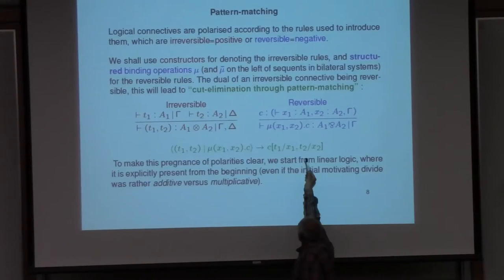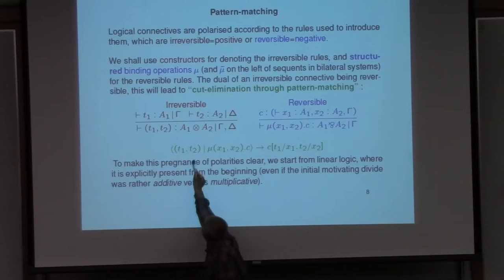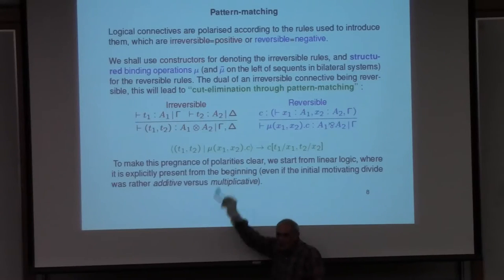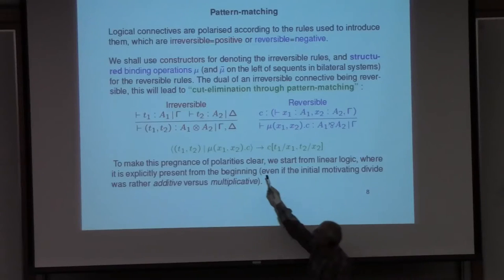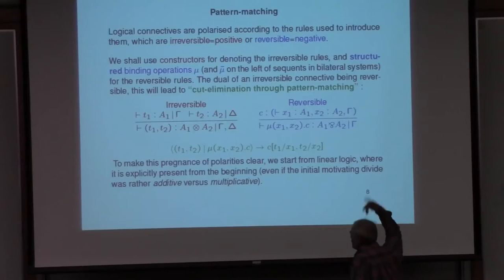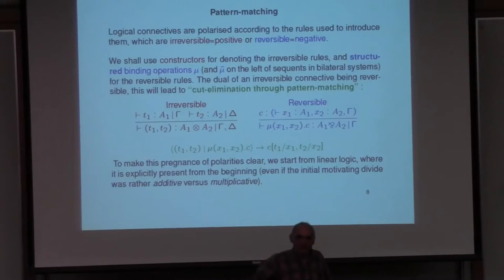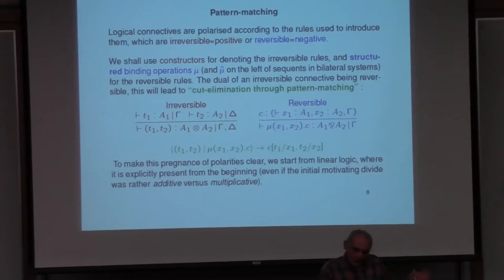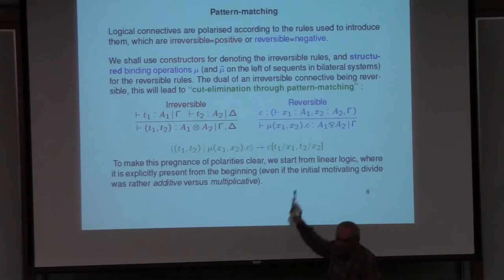Just because when we are going to cut a term T1, T2 against a term of dual type A1 or A2, computationally, we will just have to pattern match T1, T2 against the pattern X1, X2, and then substitute T1 for X1, T2 for X2. So the cut elimination rule will be accounted by very simple programming language ideas and principles. Okay, so that's the choice that we try to uniformly adopt. When you see irreversible connectives, we will use constructors. When you see reversible connectives, you will see a mu.